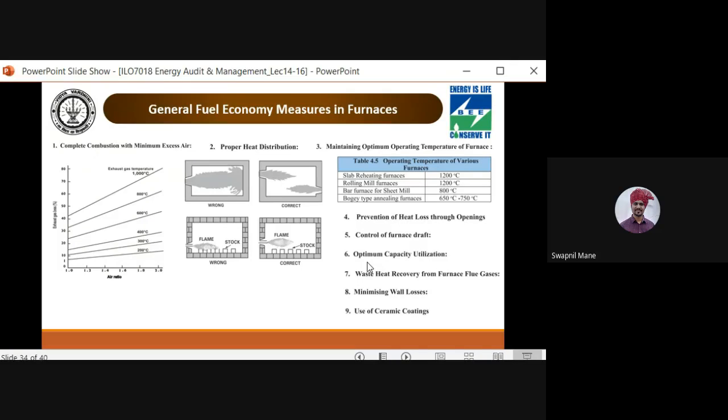Right. So the sixth point is optimum capacity utilization. It is similar to loading of the boiler. If it is poorly loaded, that means you are providing the flame, but there is no material to heat, then that can cause inefficiency in the furnace. So you should run your furnace at optimum capacity.